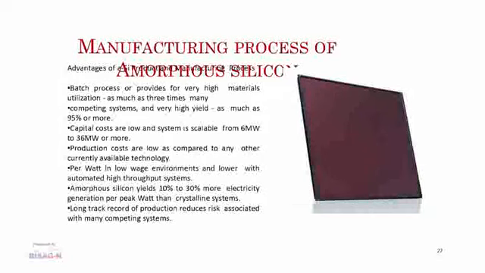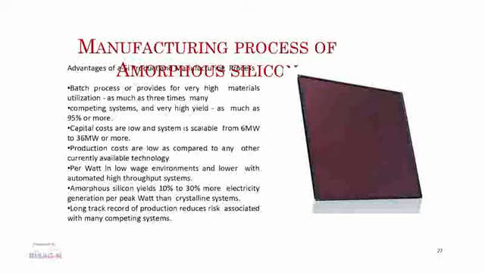Now, the manufacturing process of amorphous silicon. Advantages: batch process provides for very high materials utilization, as much as 3 times more. Comparable system and very high yield, as much as 95% or more. Capital costs are low and the system is stable from 6 cmW to 36 cmW or more.